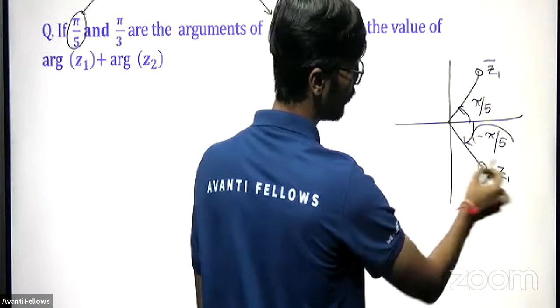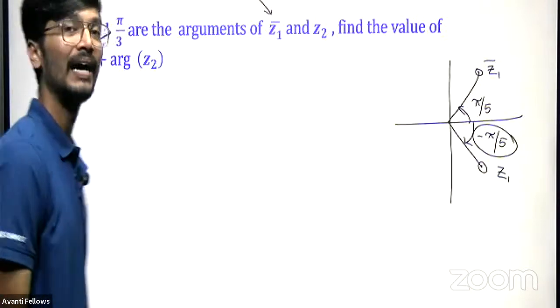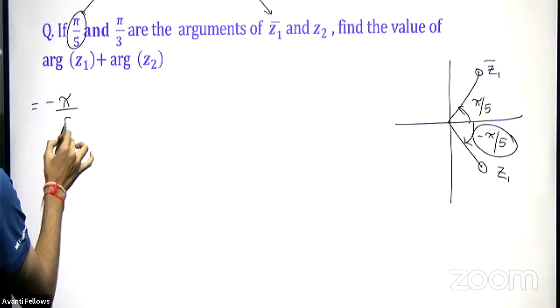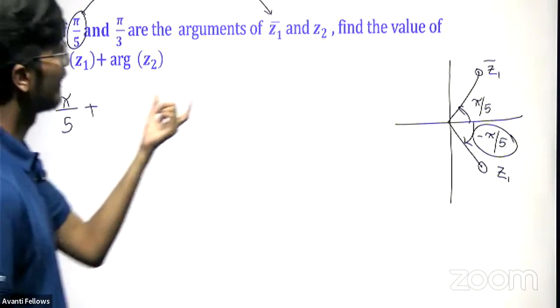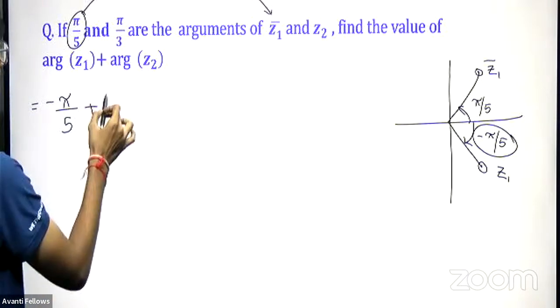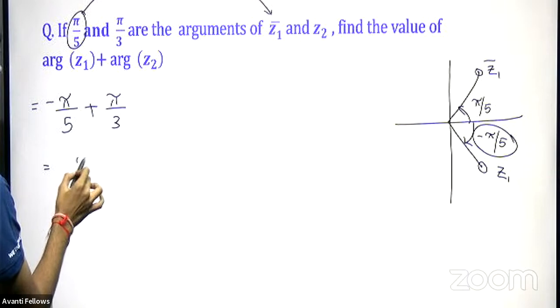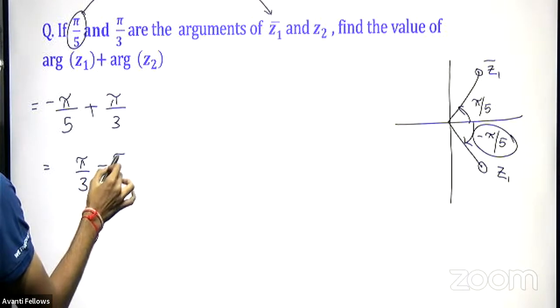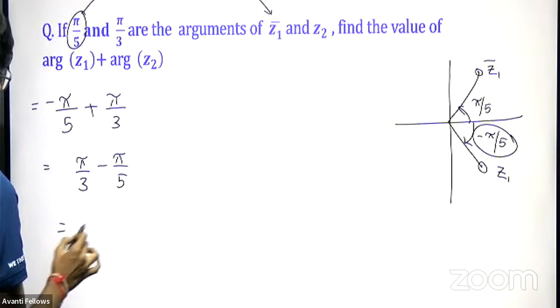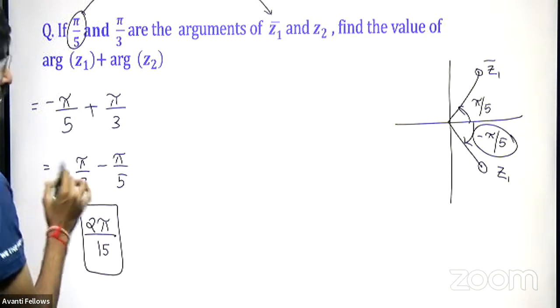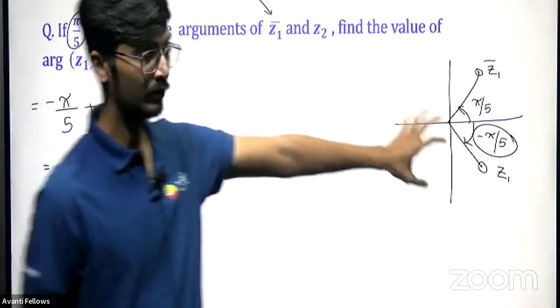So what is the argument of z1? It is minus pi by 5. So that means this will be minus pi by 5 plus the argument of z2. z2's argument is directly given as pi by 3. So this means pi by 3 minus pi by 5, that is 2 pi by 15. Got it? This is an important concept.